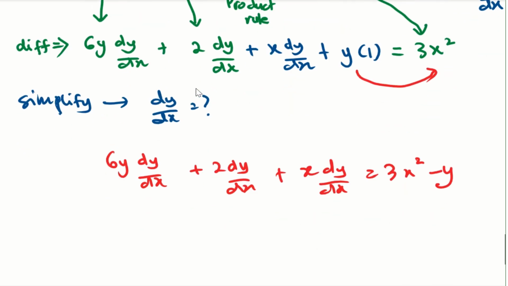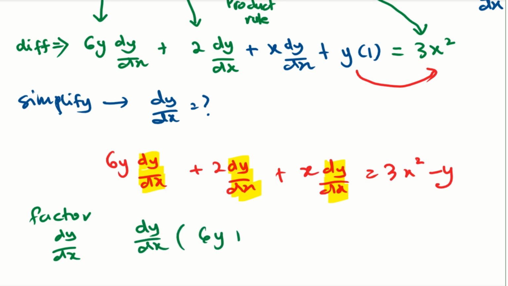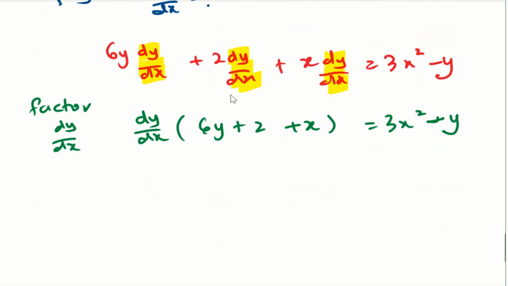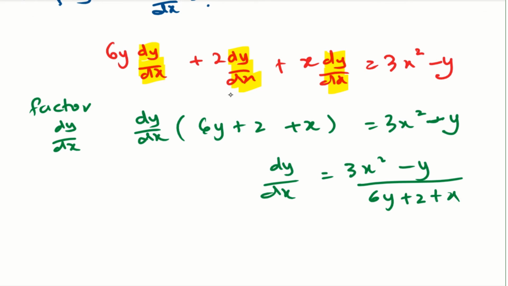And then kita nak dy dx sebagai subjek. So kalau tengok kat sini, yang sebelah kiri kita ada 6y dy dx plus 2 dy dx plus x dy dx. So jadi kita boleh factor dy dx. Kita factorkan dy dx. So then we get dy dx yang tinggal 6y plus 2 plus x equals to 3x square minus y. So then finally our dy dx is 3x square minus y over 6y plus 2 plus x. So this is your final answer.